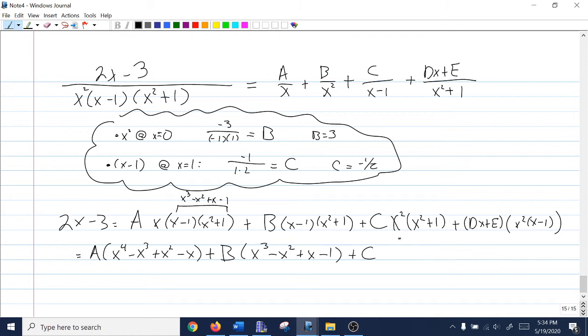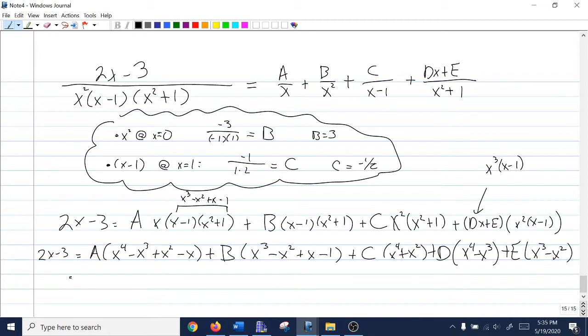C times, FOIL this out, I'll get x to the 4th plus x squared. I don't want to FOIL this out all the way. I just want to think about what the D is going to be. The D is going to have x times x squared times x minus 1. X times x squared will be x cubed, times x minus 1. That's going to be x to the 4th minus x cubed. E, what's the E got on it? The E is going to have just x squared times x minus 1. That's x cubed minus x squared. And this needs to equal 2x minus 3.